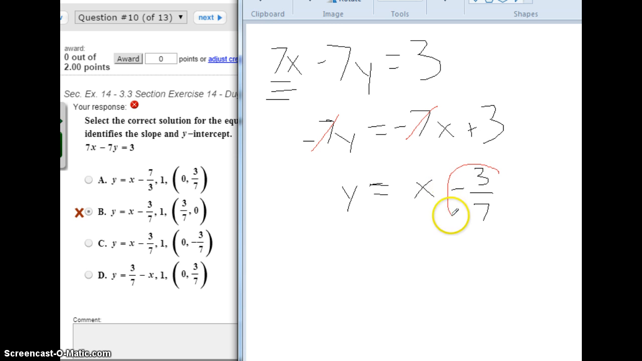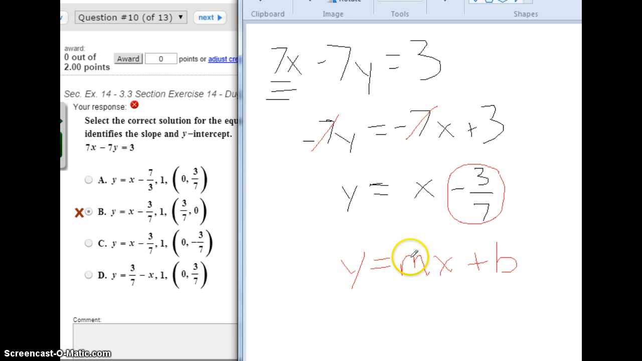This number right here is the y-intercept. Remember, we have y equals mx plus b. So our y-intercept is -3/7. So right here, the y value is -3/7. That's a negative sign there, kind of blends in with the fraction bar, but it's -3/7.